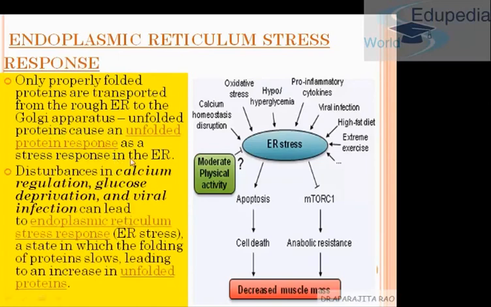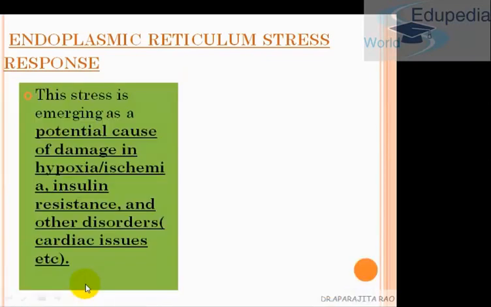Okay, now when and why is there an unfolded protein? That can happen if there is improper calcium regulation in the body, glucose deprivation, or even a normal viral fever infection. This can lead to endoplasmic reticulum stress, and in this state there is an increased amount of unfolded proteins. When there is an increased amount of unfolded proteins, they will be rejected and the cell will not be able to function properly.